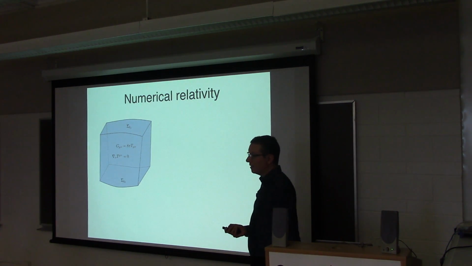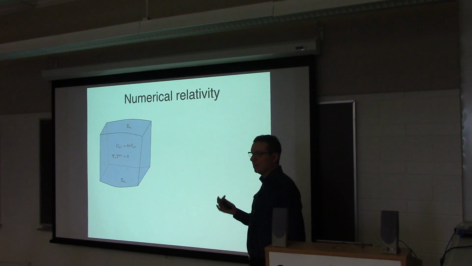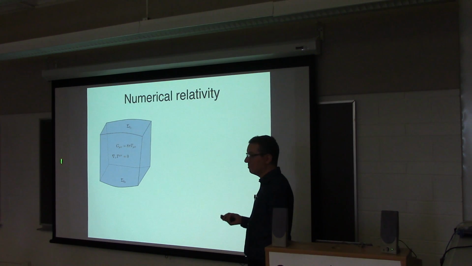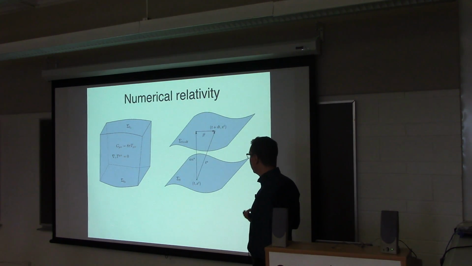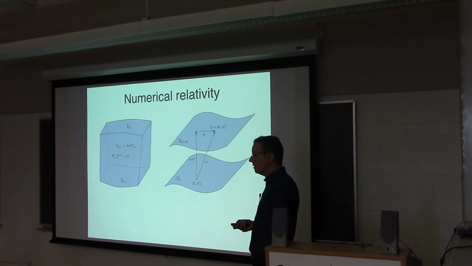So what is numerical relativity in one slide? Numerical relativity is simply solving Einstein equations on a computer. Einstein equations tell us how the geometry of space-time evolves and how matter and radiation within the space-time move. With numerical relativity, we take a space-time and slice it into what we call constant time surfaces, or hypersurfaces. We prescribe initial data on one of these slices, for example, initial data describing two neutron stars shortly before they collide, and we evolve it in time.